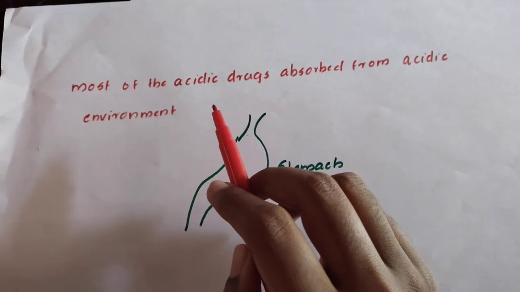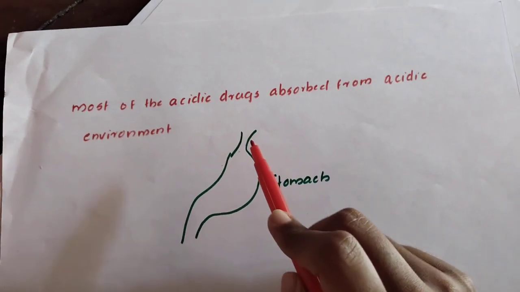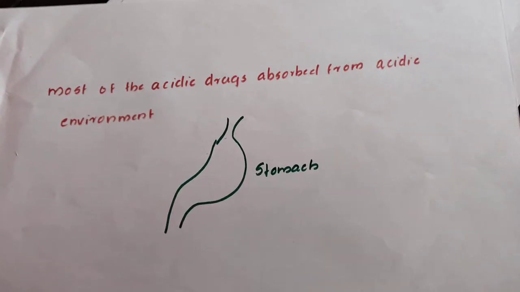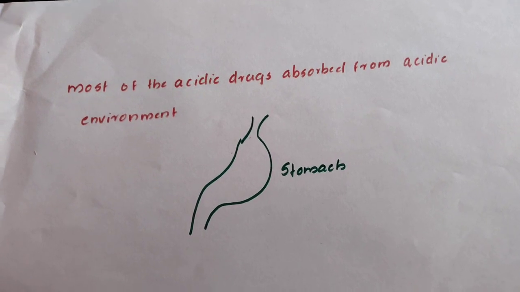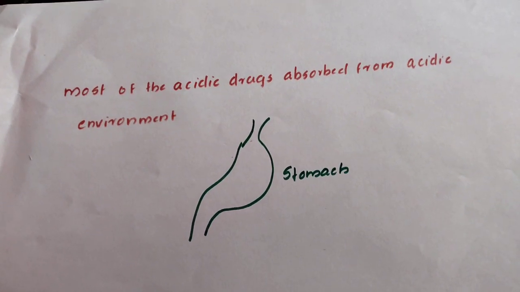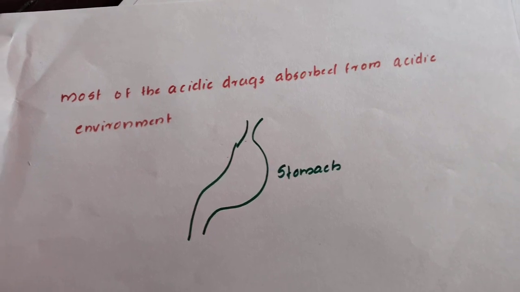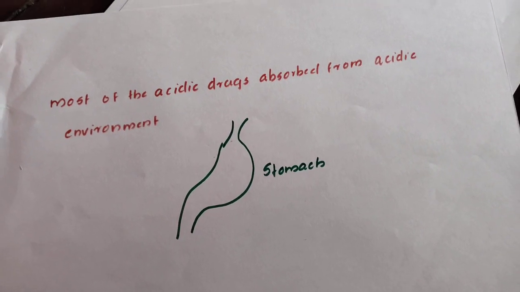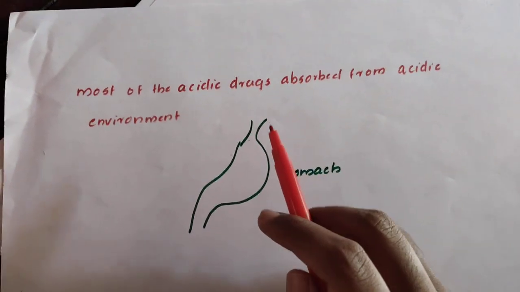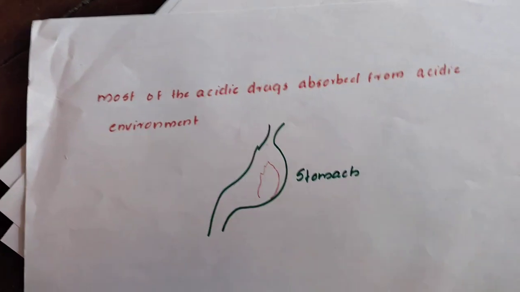So the next concept is this: we already learned that if an acidic drug goes to a basic environment, it loses its ability. In order to avoid that, acidic drugs go to an acidic environment. Most acidic drugs are absorbed from an acidic environment. If it goes to a basic environment, it can't get absorbed because it loses its ability by ionizing, or it gets charged in the basic environment. Where does this usually happen? In the stomach.